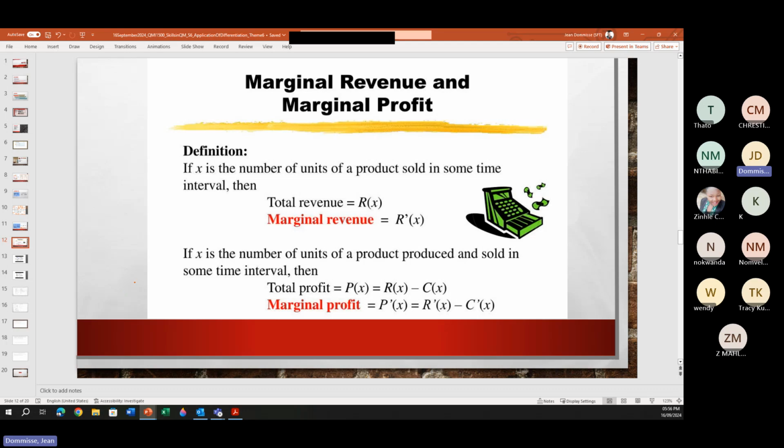Okay, so marginal revenue and marginal profit. I just included some definitions, if again you need it for the exams, then you have it.